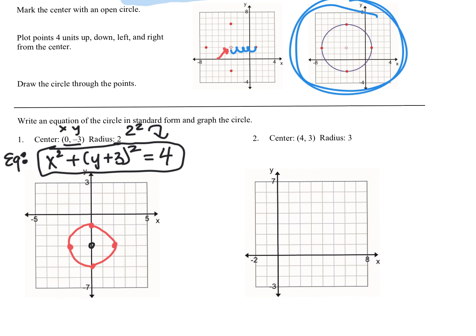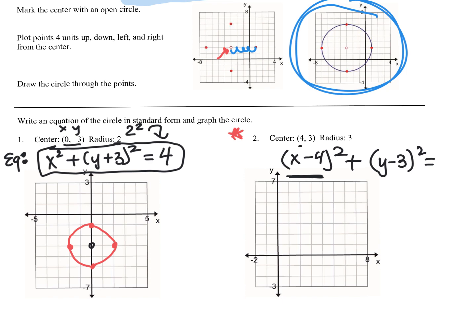I want to give you a few minutes to please try number 2 on your own. Try to write the equation and try to graph it. Let's talk about the equation first. What do you think for the equation? I know I'm going to have squared. Here's the skeleton of it, right? Okay, what's going to go here? What do you think? Good, x minus 4, because we changed the sign, right? And then how about for the y?